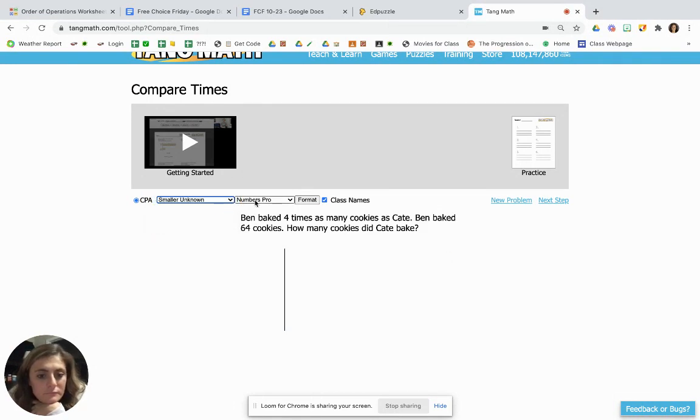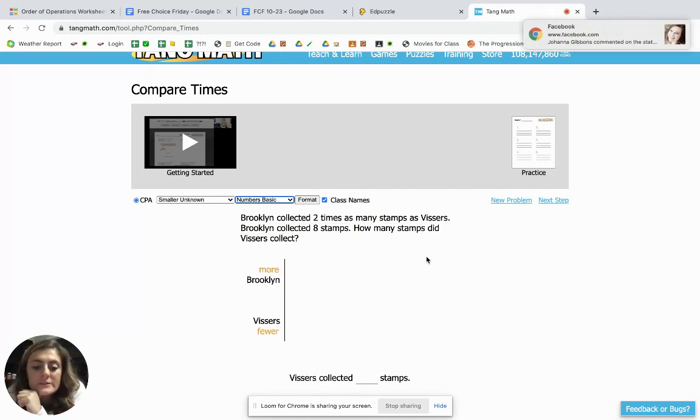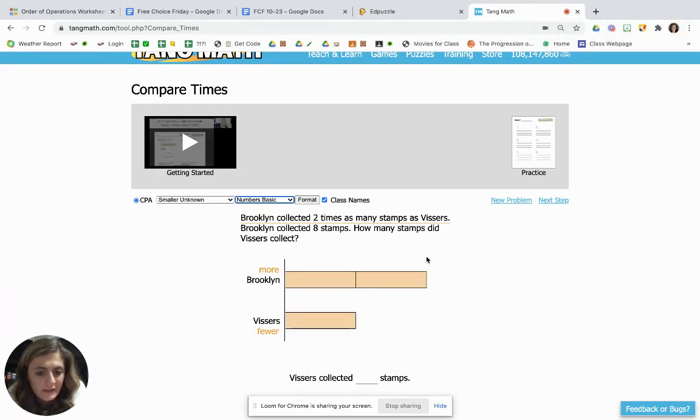Now, let's do an easy one. Brooklyn collected 2 times as many stamps as Vissers. Brooklyn collected 8 stamps. How many stamps did Vissers collect? So, who collected more here? Okay, Brooklyn collected 2 times as many as Vissers. So it says that Brooklyn collected the most, right? So Brooklyn has more, Vissers has fewer, which means Vissers only gets 1 box, and Brooklyn gets 2 boxes, right? Because it says 2 times as many.